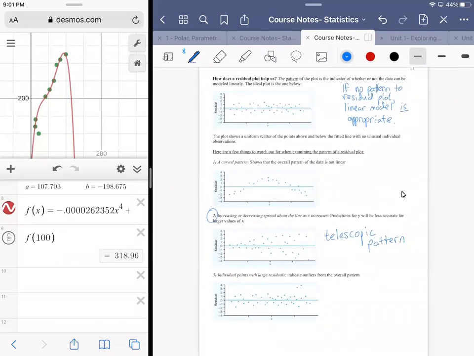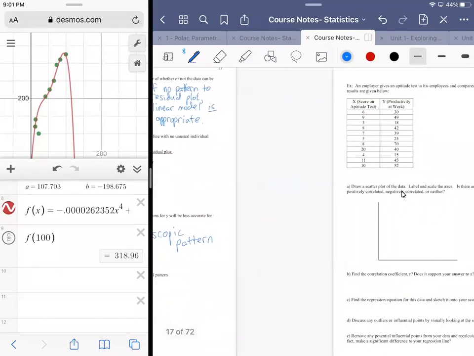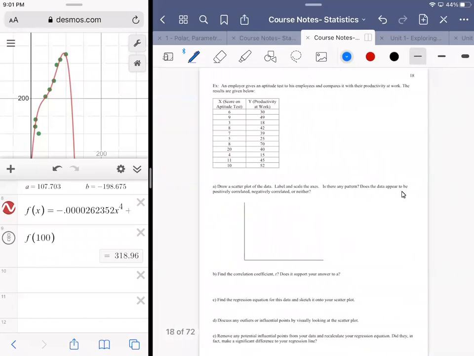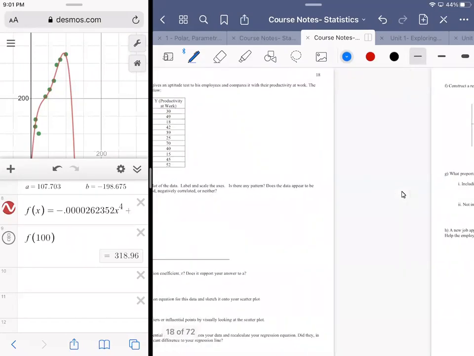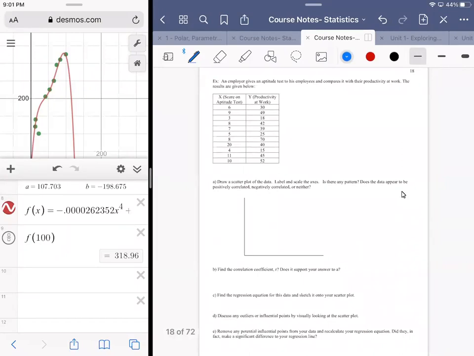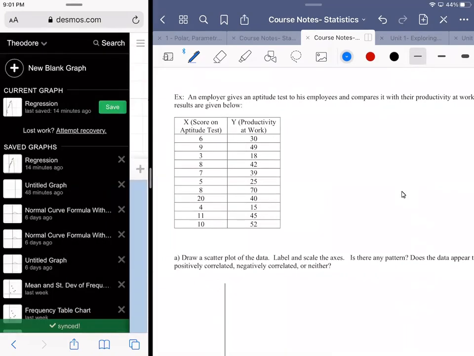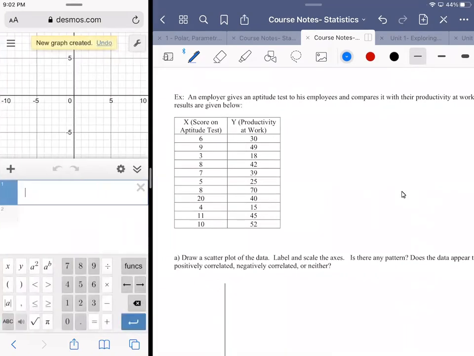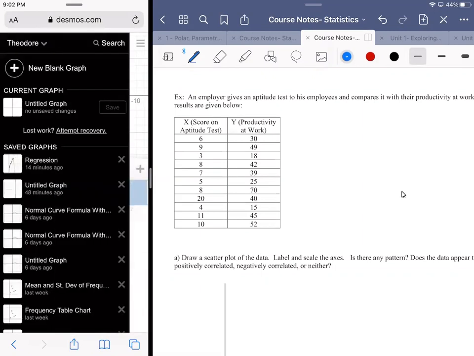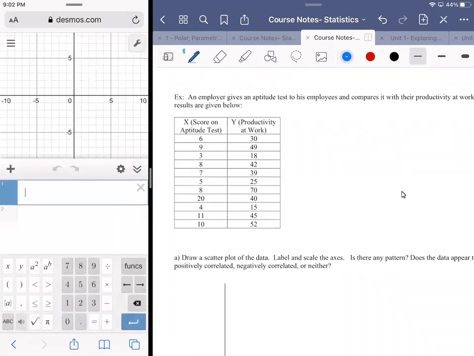So what we want to do is tackle an example where we can actually figure out what these residual plots are all about. So we're going to get this data into a fresh Desmos, right? And I think you want to do this as a fresh one. So this one I'm going to title it residual, but I guess I got to put some stuff in it first. So let me get a table.